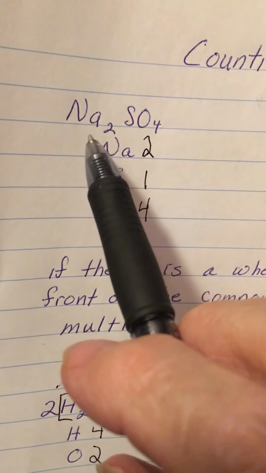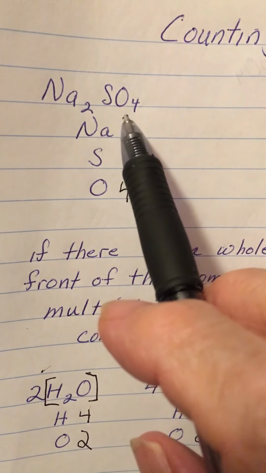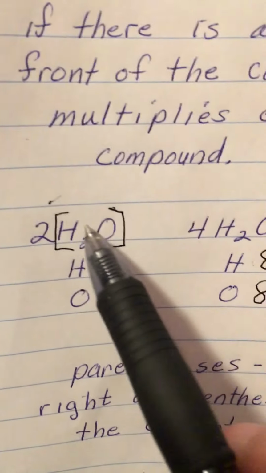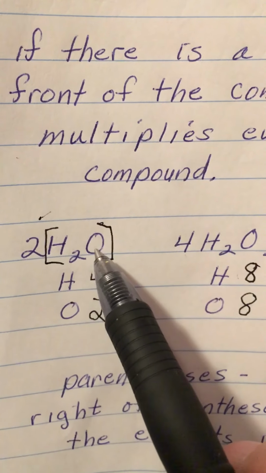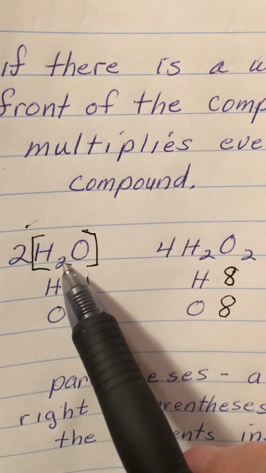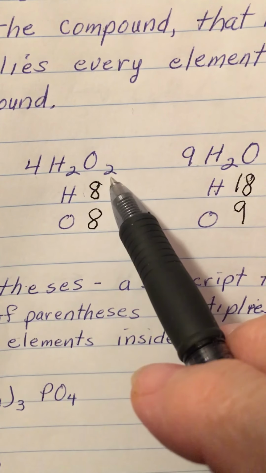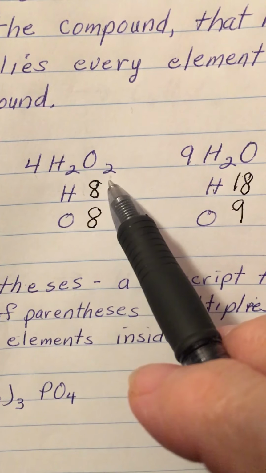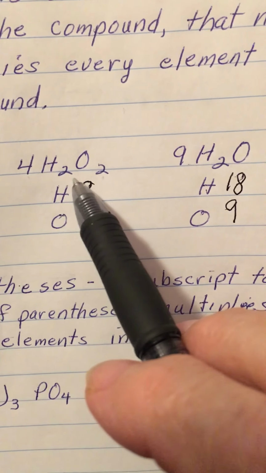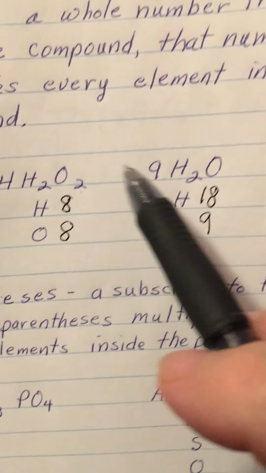So let's go back and name these compounds. This is sodium sulfate, a polyatomic compound. This is water. We don't use the 2 in naming it. Or we also know this as dihydrogen monoxide. This looks like water, but notice there's a 2 here. This would be dihydrogen dioxide, more commonly known as peroxide.